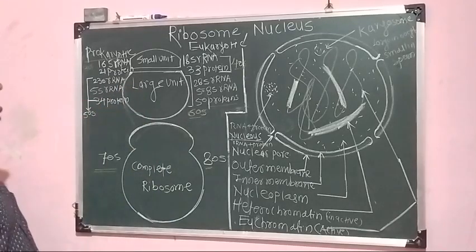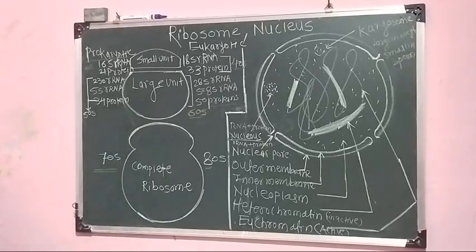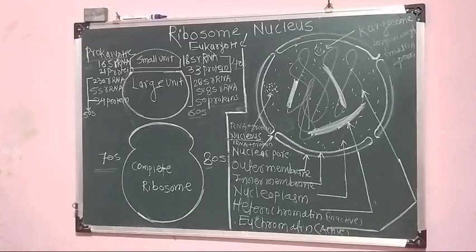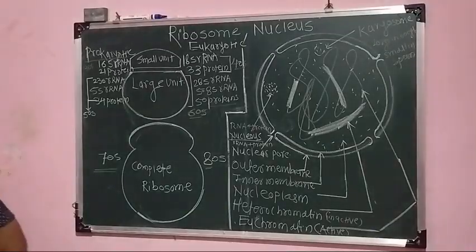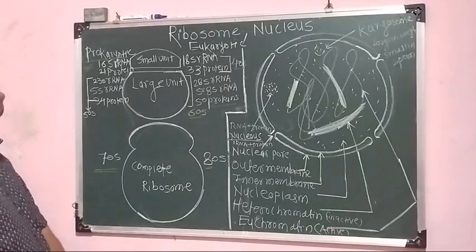The 70S type of ribosome is found in the prokaryotic cell and the 80S type of ribosome is found in the eukaryotic cell. This cell organelle was first discovered by the scientist Palade in 1953 under the electron microscope. This is a typical structure of a ribosome found in prokaryotic as well as eukaryotic cells. This ribosome is called a protein factory because it is mainly involved in the synthesis of protein.